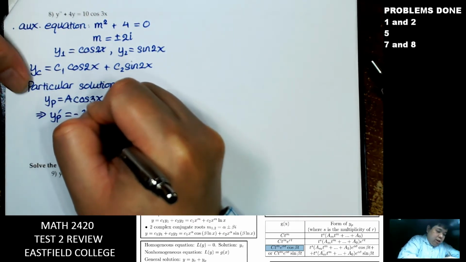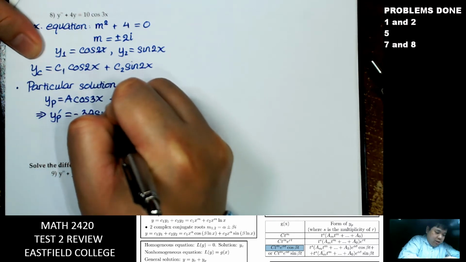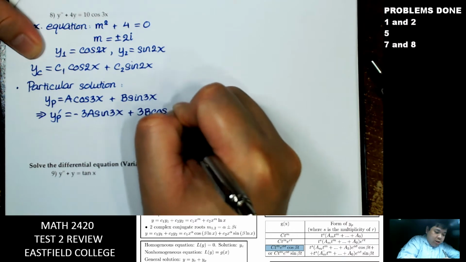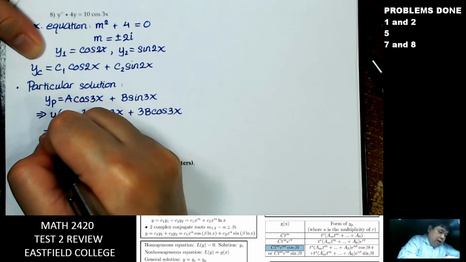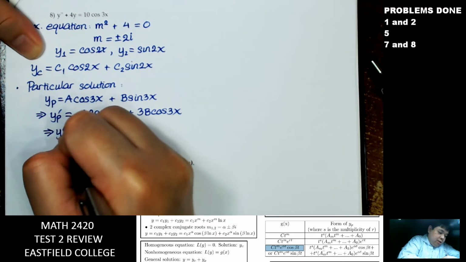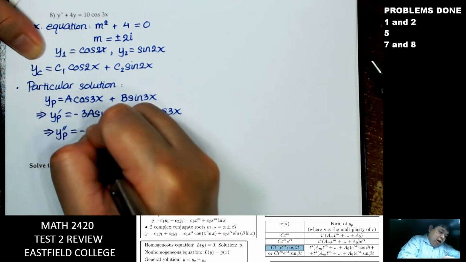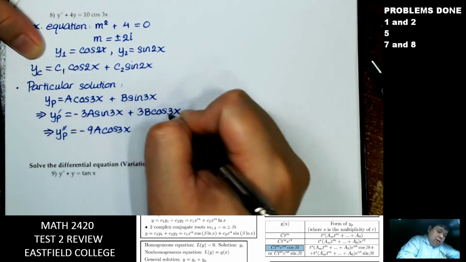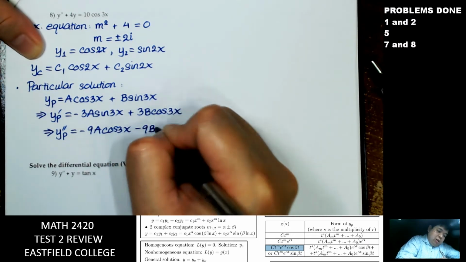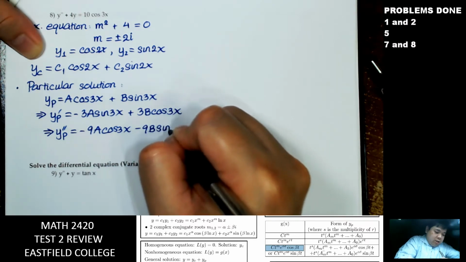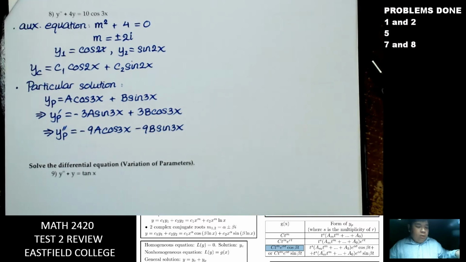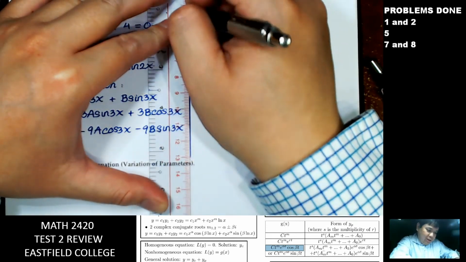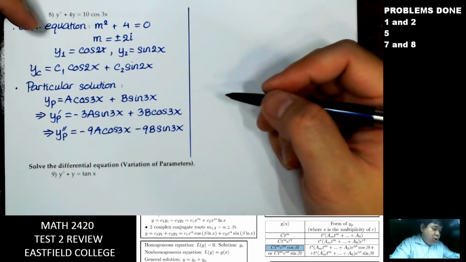Negative 3a sine 3x plus 3b cosine 3x. And then the second derivative, negative 9a cosine 3x, negative 9b sine 3x. Right. And now we'll substitute into the equation.